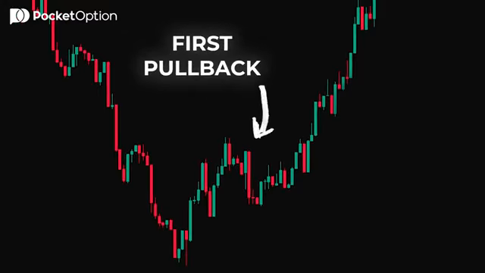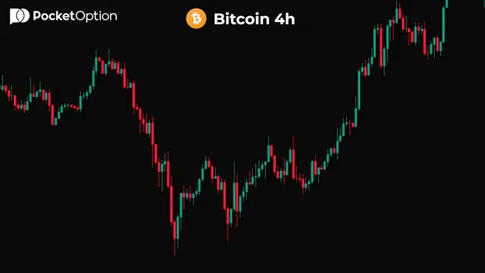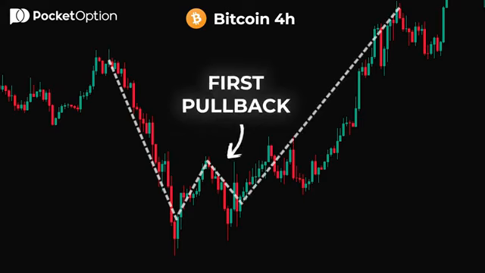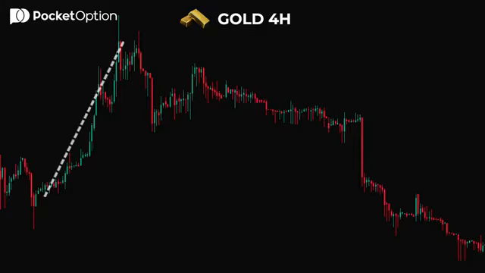And I'm not exaggerating when I say that this pattern appears everywhere on the chart. Want some proof? Let's look at a few examples. Take a look at this 4-hour chart of Bitcoin. The price was in a downtrend and then reversed upward. Then it made a small first pullback before continuing the uptrend. Here's another chart, gold. This time the price was initially in an uptrend. Then it started to gradually turn downward, but first made a small pullback before continuing its move down.